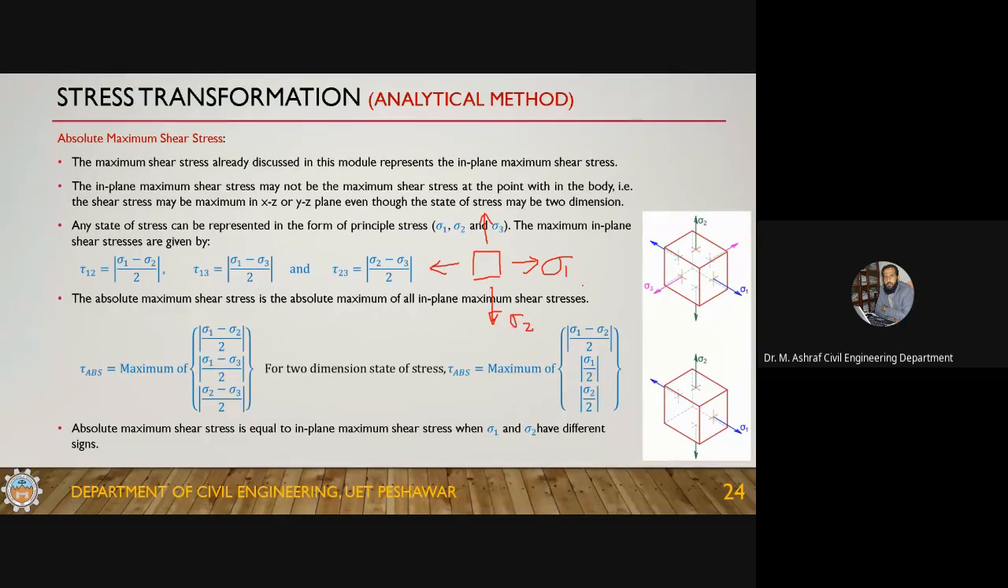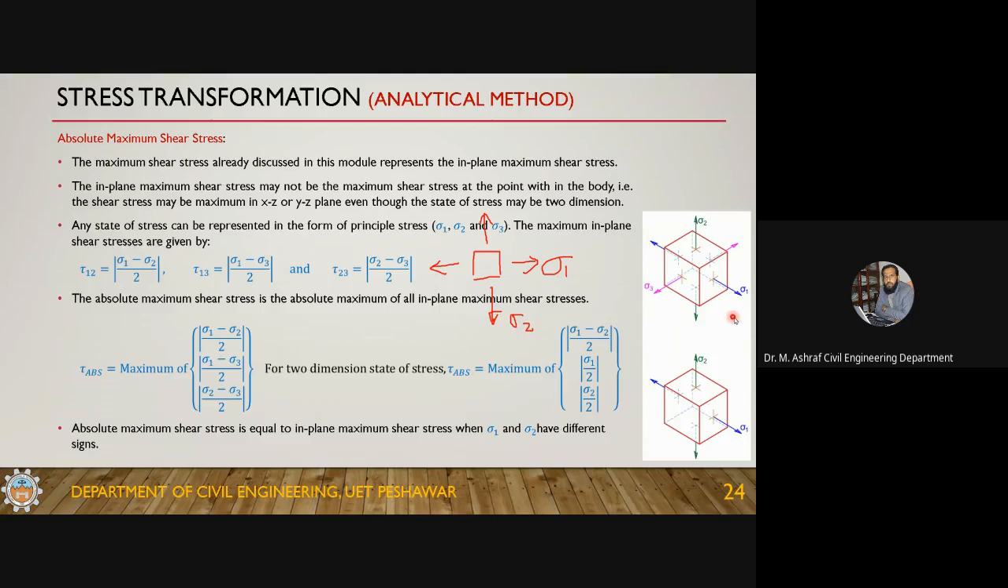For this case, within this 1-2 plane in which this element is lying, the in-plane maximum shear is given by this equation. We already know that we can calculate the maximum shear from the principal stresses. So this is tau 1-2, the maximum in-plane shear in the 1-2 plane, and it is sigma 1 minus sigma 2 by 2.